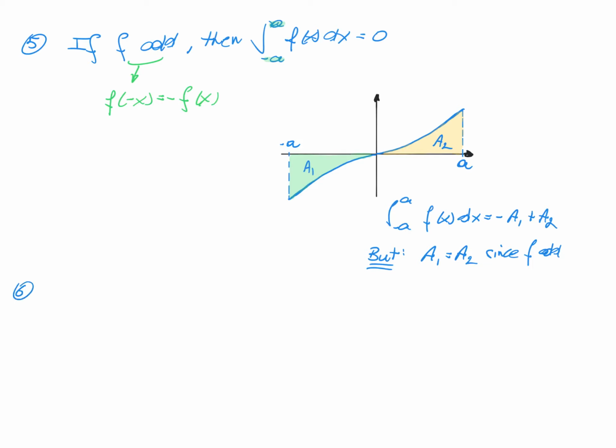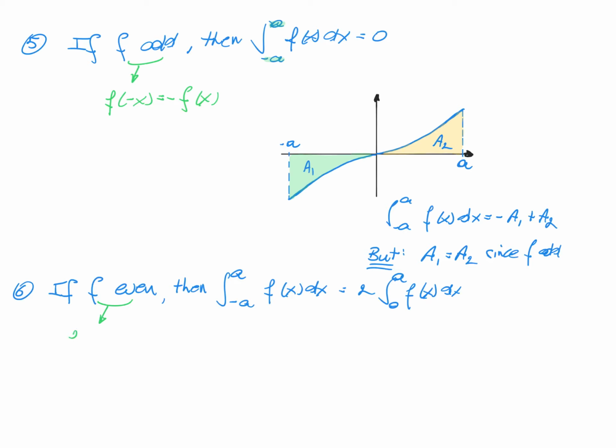Then there is a similar property for even functions. So if f is an even function, then the integral between minus a and a of f of x dx is just 2 times the integral of f of x dx between 0 and a. So if we look from minus a to a and we calculate the integral, then this is just the same as the integral from 0 to a, but times 2. The fact that f is an even function means that f of minus x is equal to f of x, and if we make a sketch again, we get something like the following.